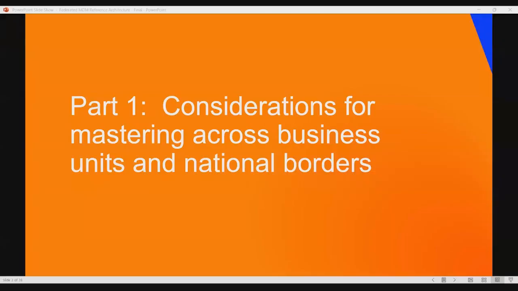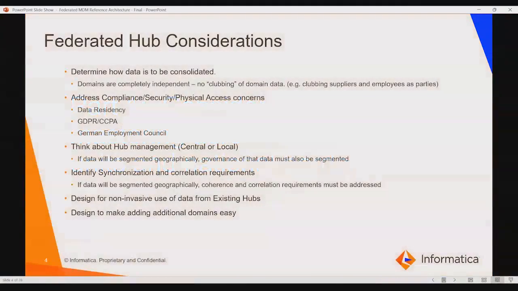So as discussed, part one of this presentation talks about the considerations for mastering across business units and national borders. So what are the different federated hub considerations that you need to make before drilling down to a choice of which approach or which technical design you should follow? Let's look at some of them.